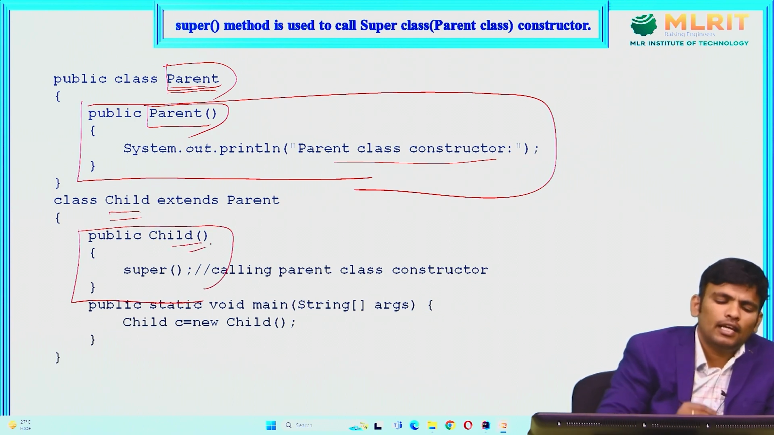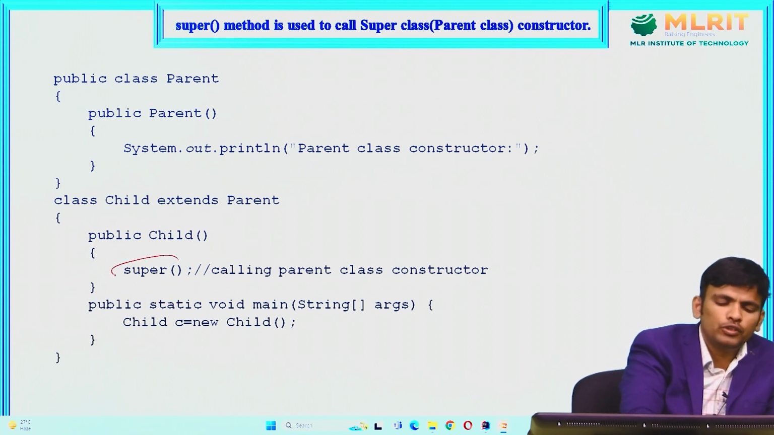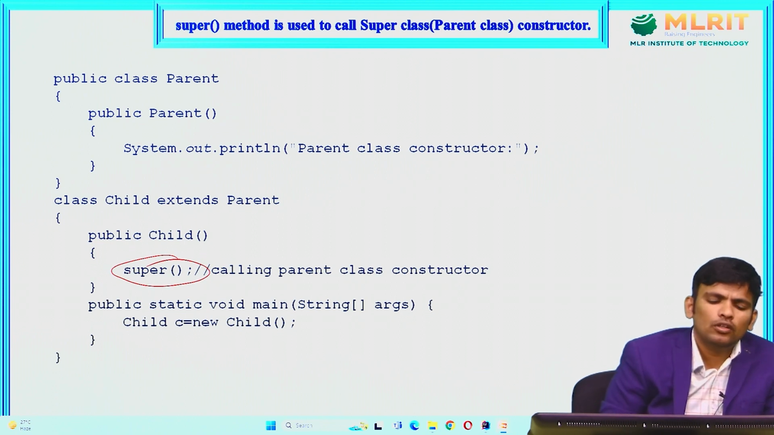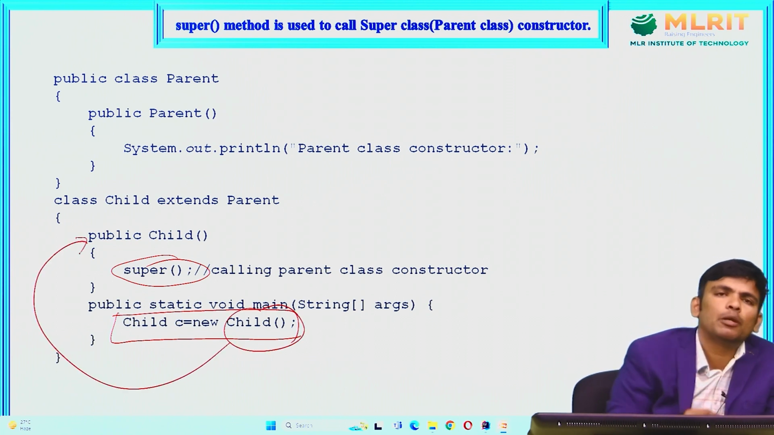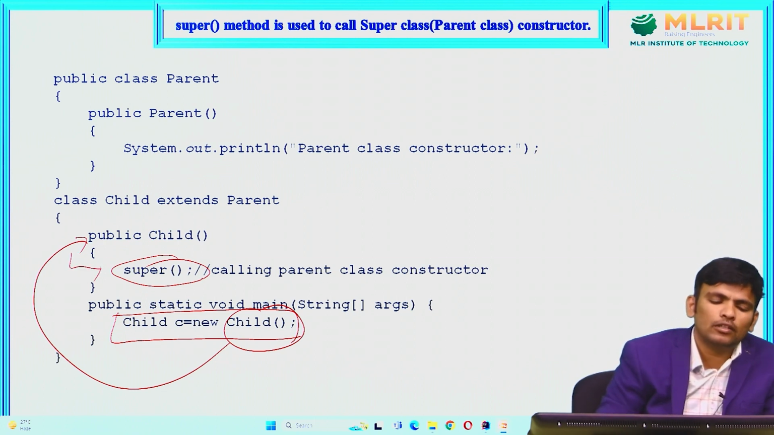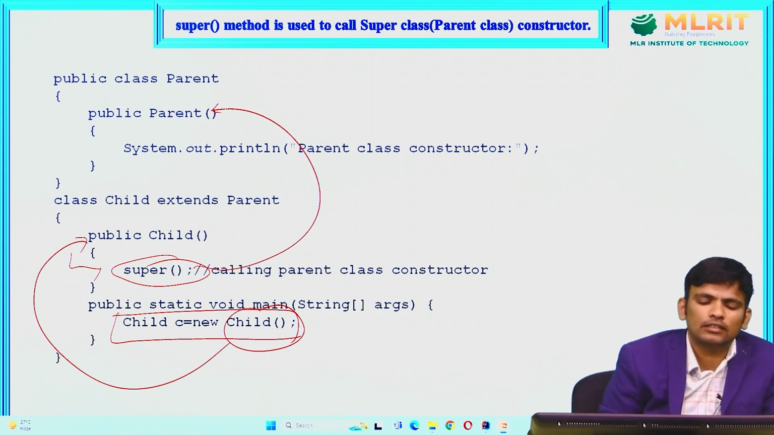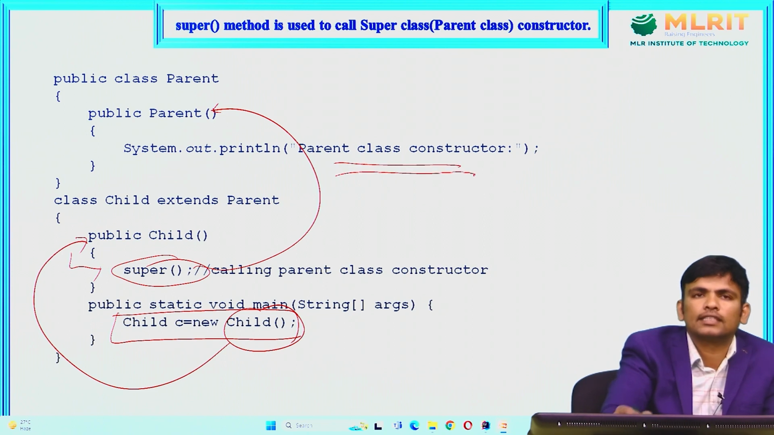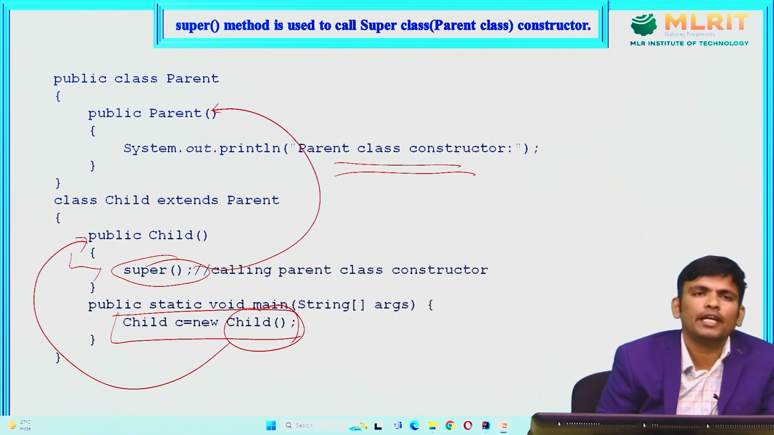Inside the child class constructor, I am using the super method. What will happen here? Whenever you create an object of the child class, the constructor will be triggered, that is, the constructor will be called. Inside the constructor, the first statement is the super method. The super method means it will immediately execute the parent class constructor. So, here it will print the parent class constructor. Compulsorily, the super method must be called inside the child class constructor only.